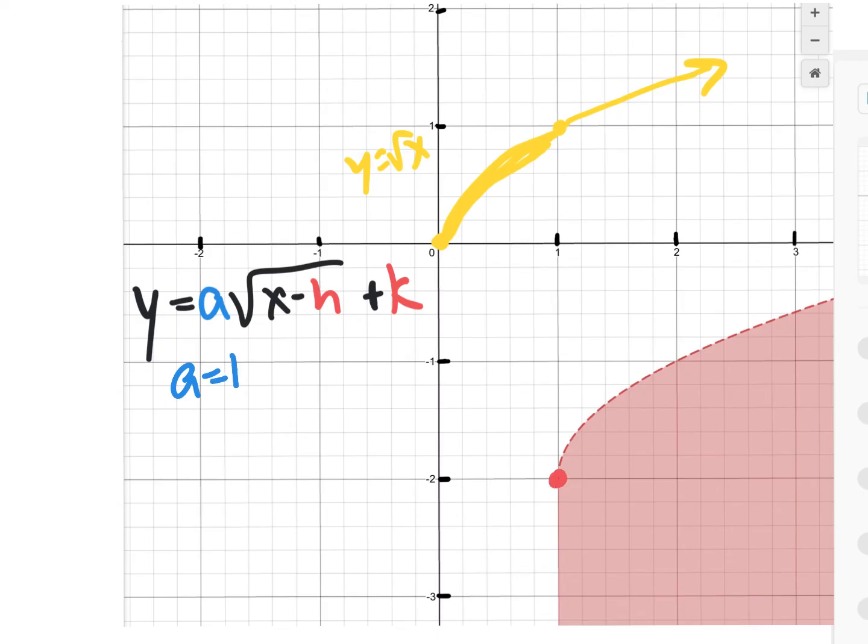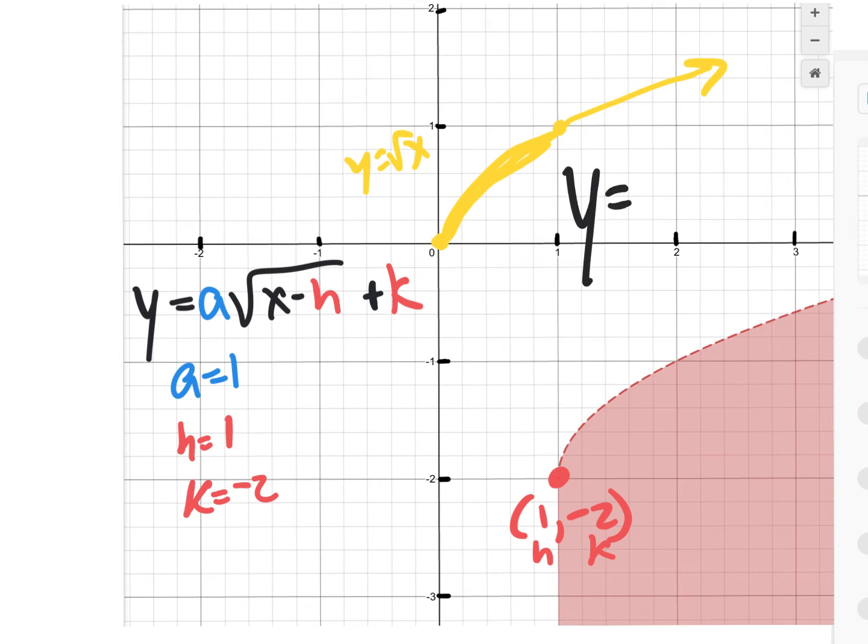What about the h and k? Let's go to the h and k right there. That is the coordinate 1, comma, negative 2. So the h is 1, the k is negative 2. H is 1, k is negative 2. So our equation, our radical equation is y equals 1, which you don't even need, square root x minus h, plug in that h value of 1, and then on the outside plus negative 2. Sorry about the change in audio here.